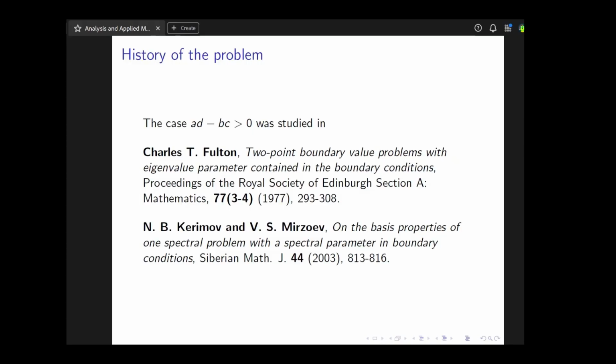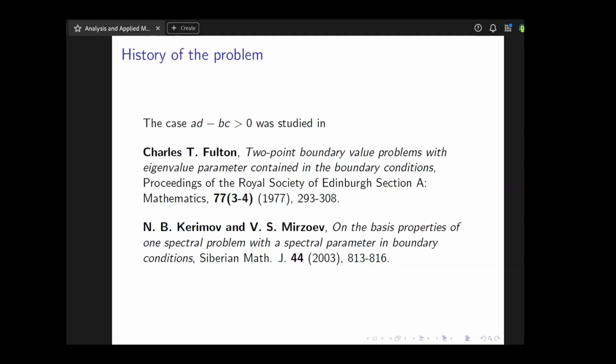Fulton considered this case, AD minus BC greater than 0, using Hilbert spaces with indefinite metric. It is also called Pontryagin space, and using this indefinite metric, it is proved that there is a self-adjoint operator associated with that problem, and then basis properties follow from here.